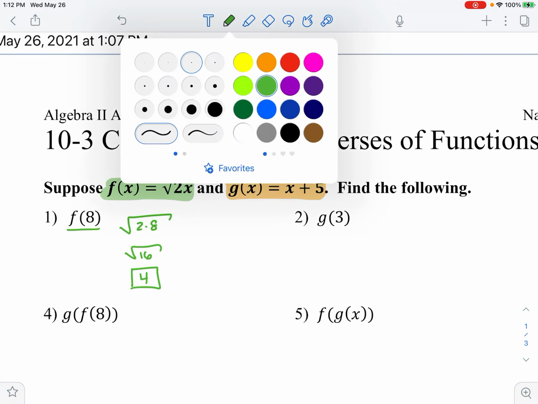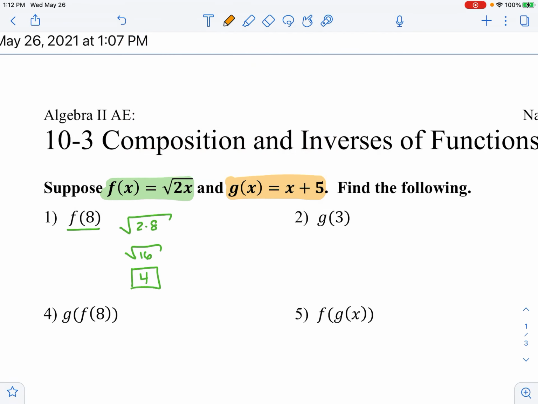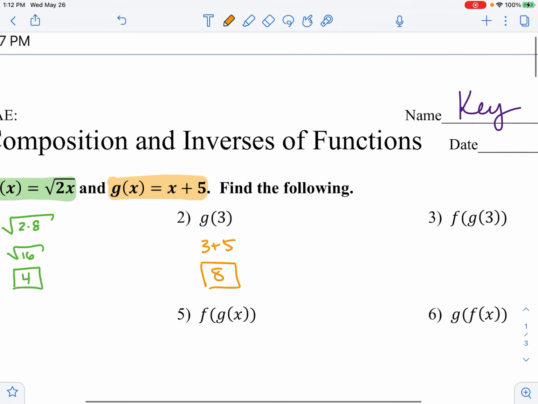All right, now g. I want to plug 3 into my g equation, so I'm just going to do 3 plus 5. Done. That one was quick. But the rest of these questions are a little different.